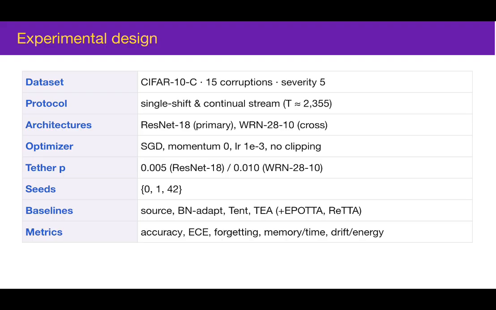Then this is how I evaluate everything. I use CIFAR-10 corruption at severity 5, the hardest corruption level, with 15 different corruption types, on architectures like ResNet-18 and WideResNet, with standard optimizer settings. I compare against the usual baselines: the source model, a version of adaptation, TENT, etc. Then I measure accuracy, but also calibration, memory, time, and the drift and energy behavior.